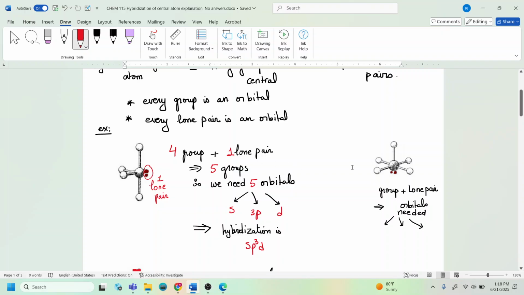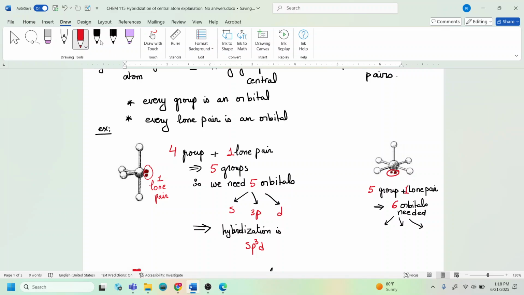Let's have another example. This is a molecule made up of a central atom, and it's connected to, let's see how many groups in there: 1, 2, 3, 4, and 5. It's connected to 5 bonds, so it's going to be 5 groups. And how many lone pairs? It's 1 lone pair in there. So I need a total of 6 orbitals. It's going to be 6 groups, right? So I'm going to need 6 orbitals here.